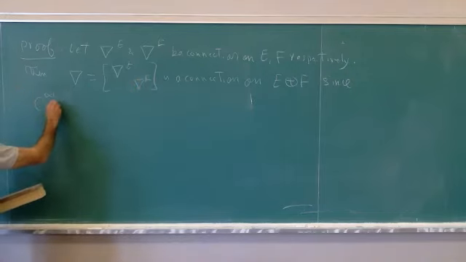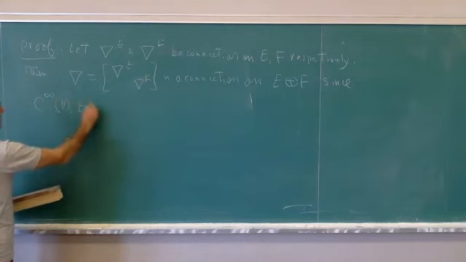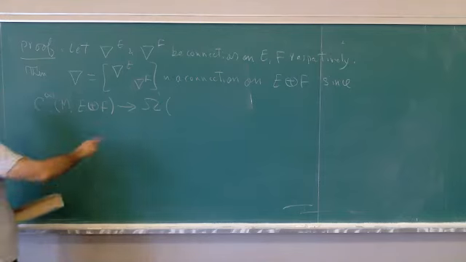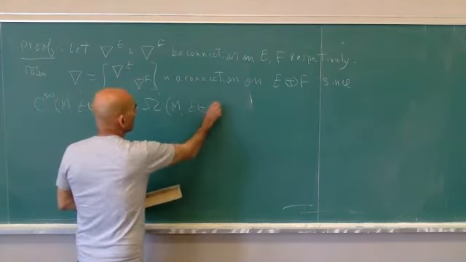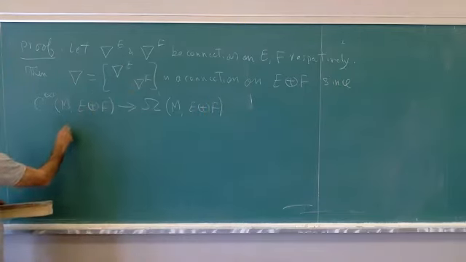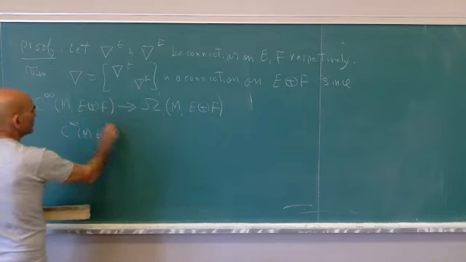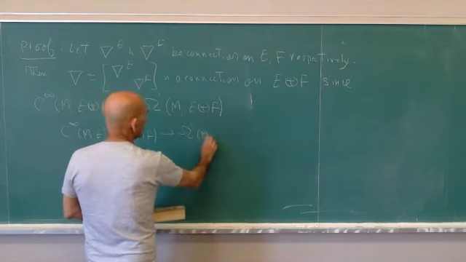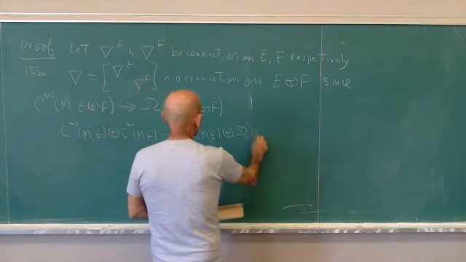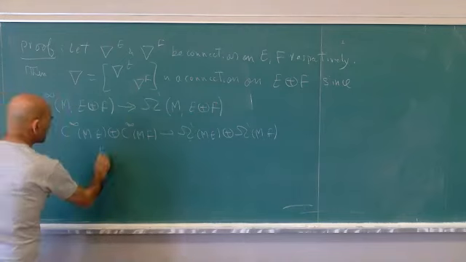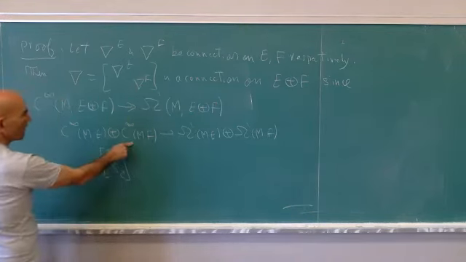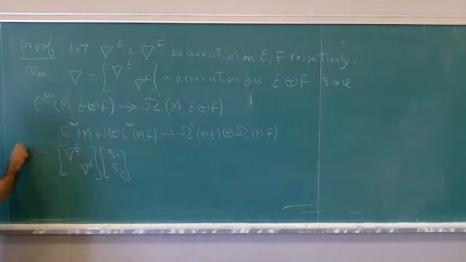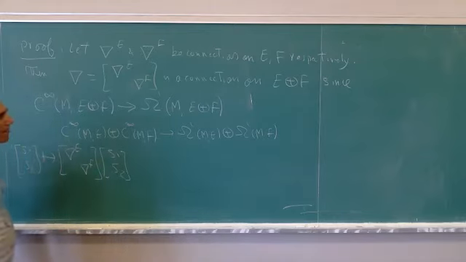Because we are looking at C infinity of M, E direct sum F, right? And we want to go into omega 1 of M, E direct sum F. Everything here is additive, so this is equal to C infinity of M, E direct sum C infinity of M, F. And this also goes into omega 1 of M, E direct sum omega 1 of M, F. So a section here, you can see it as something like this, column-wise, and this operator now is acting like this, ∇^E, ∇^F. So s1, s2 map to that. So this is certainly a connection.